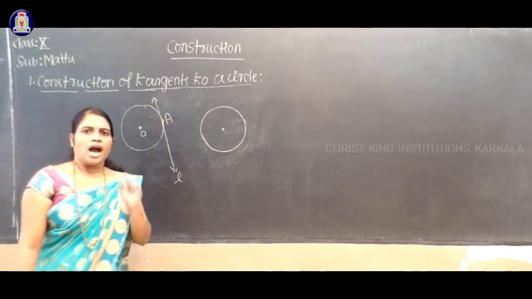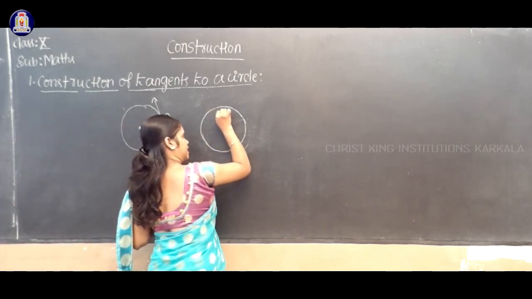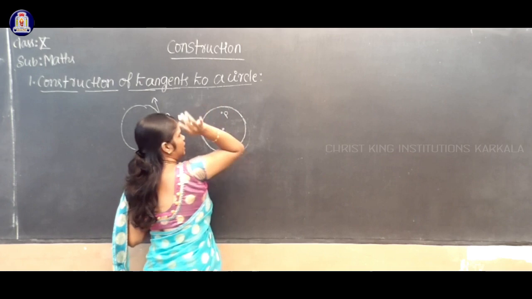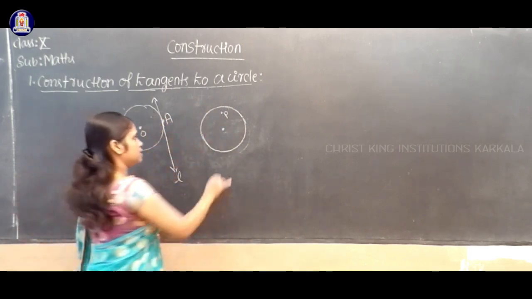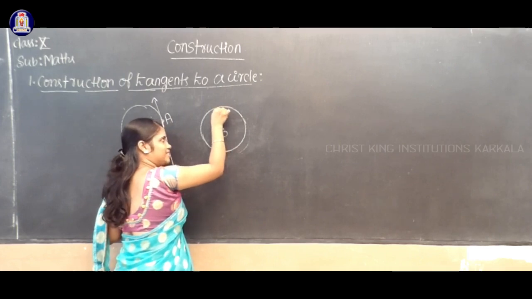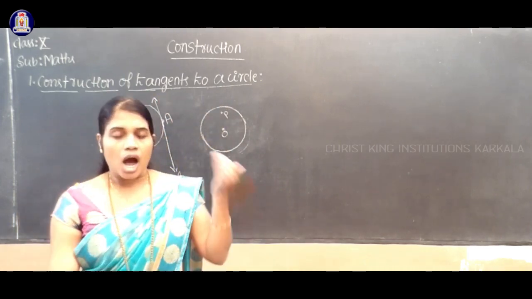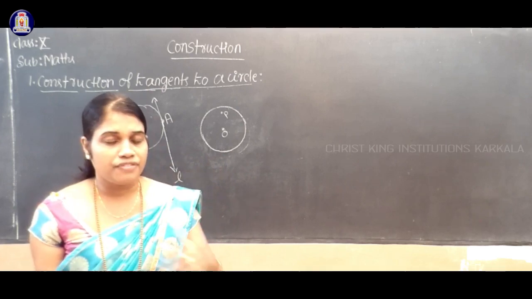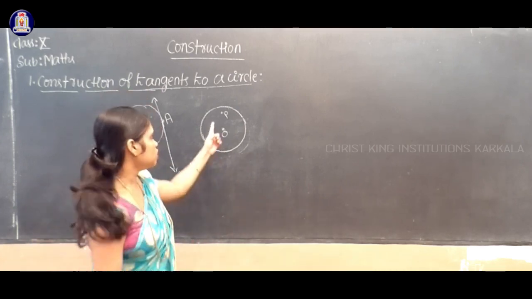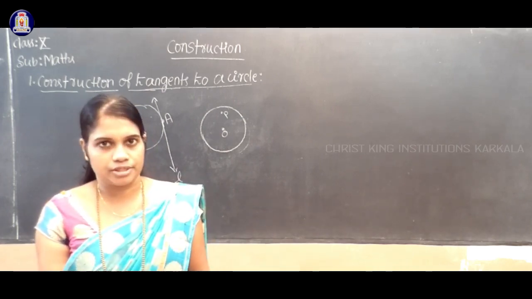I will consider one point P inside the circle. See, this is your center. I will consider one more point inside this circle. Now my question is, how many tangents can we draw through this point P? What is the number of tangents?